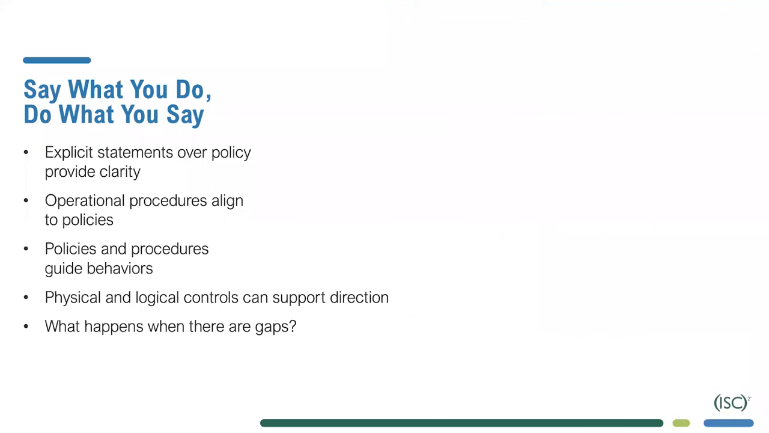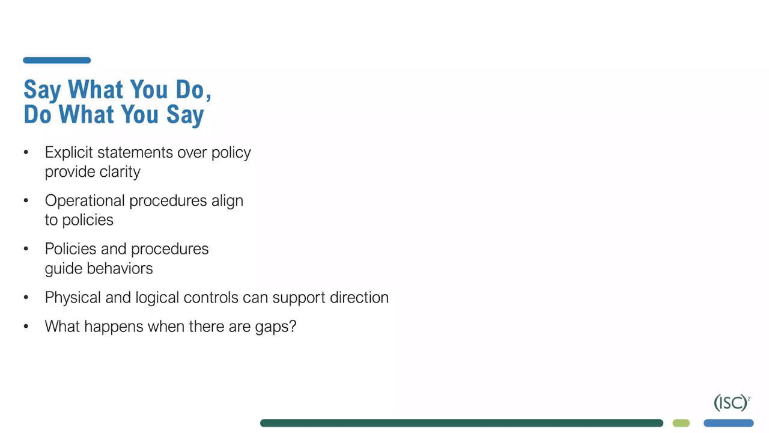As we've said, these are an opportunity for us to say what we do very clearly so people know what it is we're doing. If we have these policies, these procedures, we need to train people in them. But now this provides guidance for the entire organization. Then when we are checking compliance or we're being audited, people can then check that we are doing what we say we do. Really simple conceptually. So explicit statements over policy provide clarity.